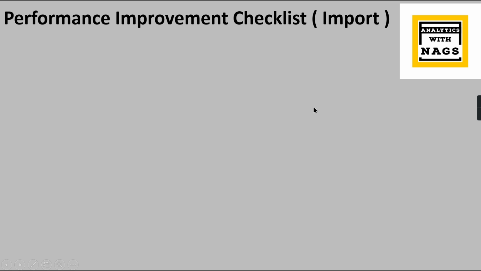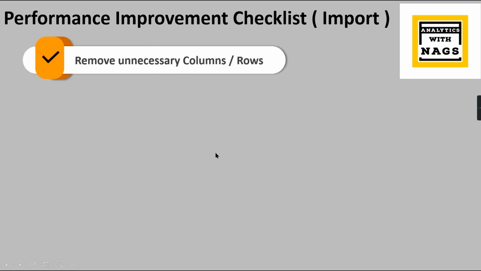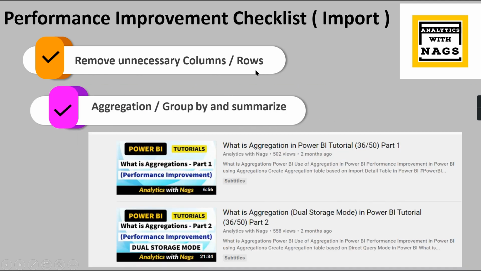And a performance improvement checklist. This is another important topic I have already covered. So I will quickly walk through it. Once you have decided on a star schema, and there are certain columns that are not necessary for your analysis, don't bring those. You can even restrict certain rows, because if your analysis requires only 5 years of data, don't bring more than 5 years. In your source you might have 10 to 12 years, so filter those rows as well. This is removing unnecessary columns or rows.